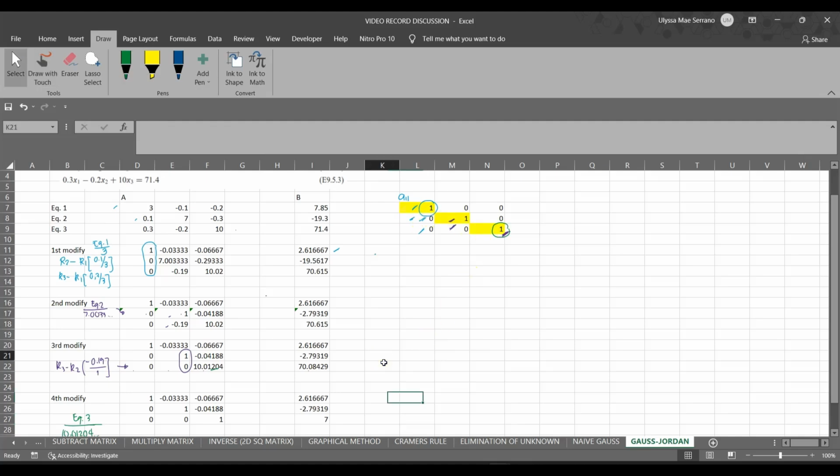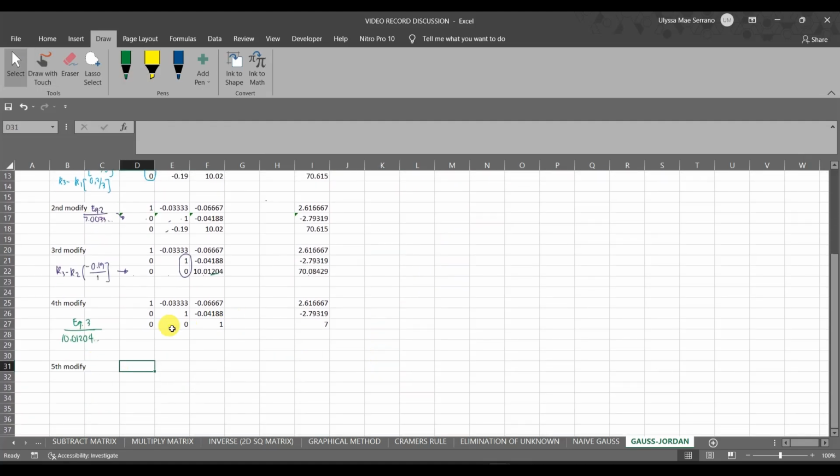Next will be the elimination process again. For our fifth modify, to make this data here 0: row 1 minus row 2 multiplied by negative 0.033 all over 1. Row 1 minus row 2 times row 1 divided by row 2. And we're not going to change this data. So we have here the 1, so 0. So we were able to change this data. So copy data on our second and third linear equations.